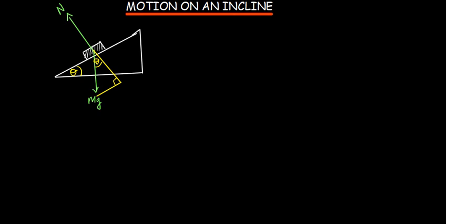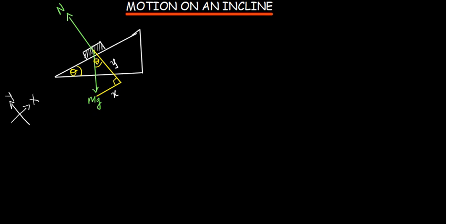So I'm going to take this as the x-axis, and this one up as the y-axis. Since we've not labeled those two portions, I'm going to say this is x and this is y. The hypotenuse of this right angle triangle is mass times gravity.